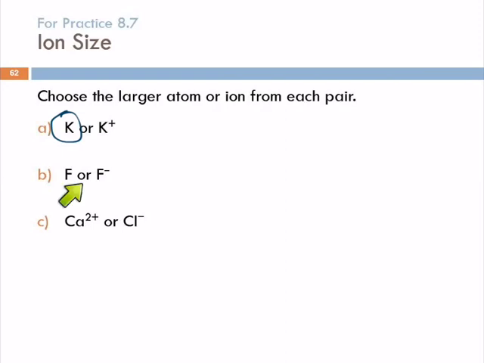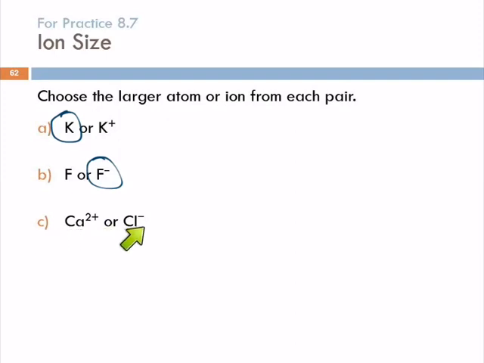Comparing fluorine and fluoride. Which one's bigger? Fluoride. Because to take the fluorine atom and make it into a fluorine ion, I have to add an electron onto the outside. And regardless of how much it changes, putting something extra on the outside should make it bigger. So the fluoride ion is larger.